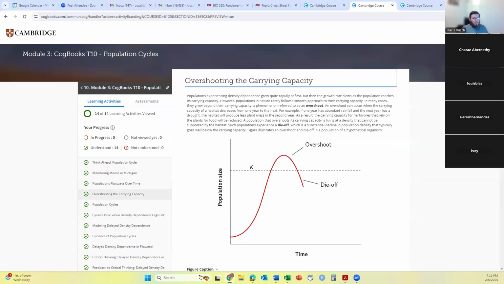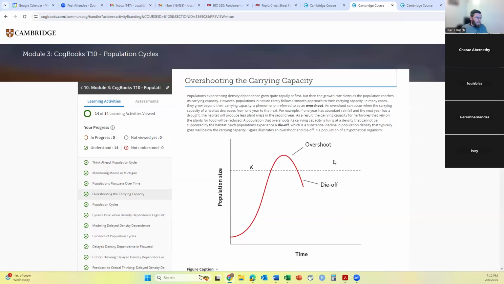Okay, and then we've already talked about this a little bit, right? Overshooting carrying capacity. So over time, the population size will grow. It'll potentially surpass that carrying capacity, but it's not going to last very long, and you're going to have this die off because that environment can't sustain the overshoot for very long. And then this undershoot usually will only last for a little while, and then it'll come back.